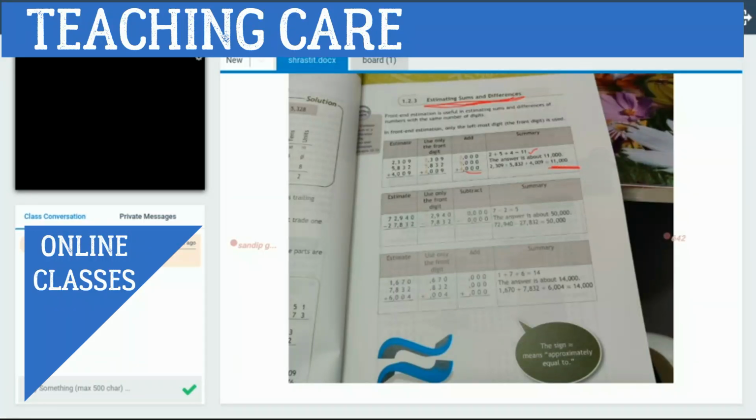Similarly, for the subtraction, they have given 72,940 minus 27,832. Fine, Srashti? Keep it in mind, the bigger number you have to put first, and take the first front digit alone. 7 minus 2 will be 5. So it will be 50,000. Understood? So for estimating sums and differences, front digit alone you have to take and estimate.